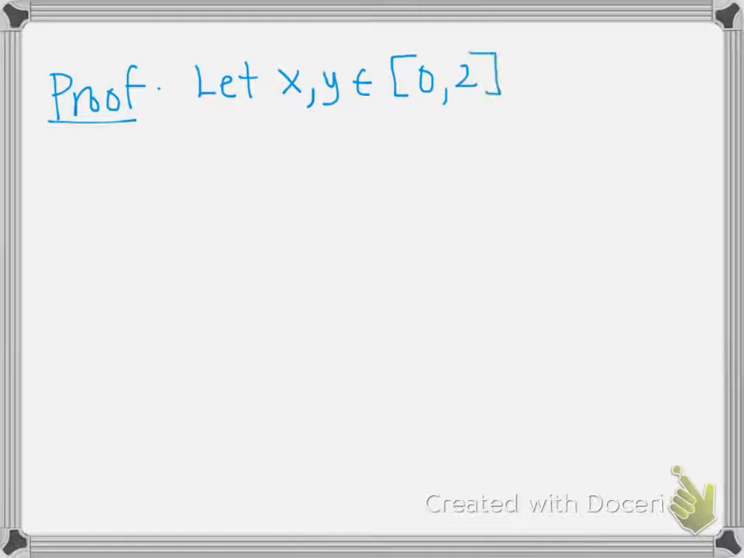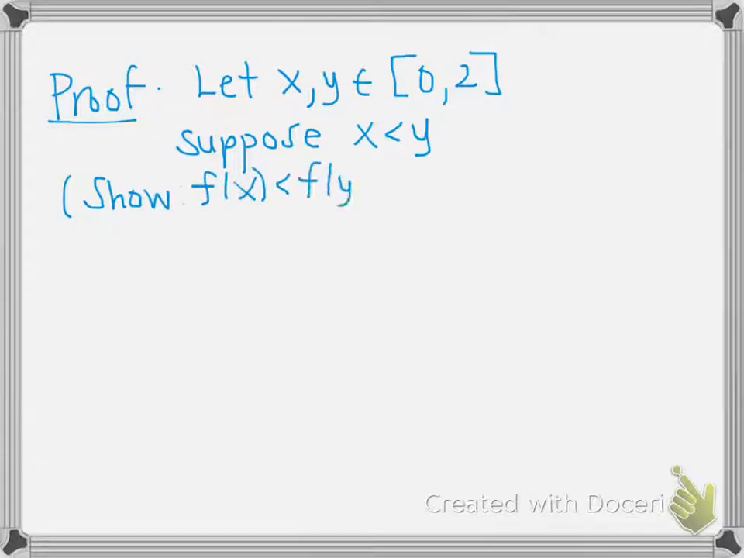Okay, so now let's start the proof. First we let x, y belong to the closed interval [0, 2]. So suppose x is less than y. Again, I'm just using the definition of increasing, right? So we need to show, in our show part, f of x is less than f of y. So that means x squared is less than y squared.